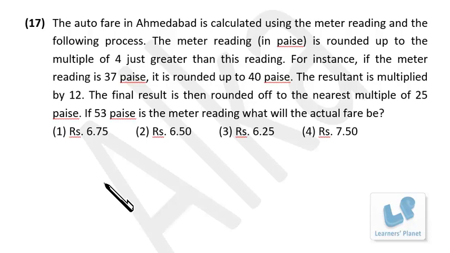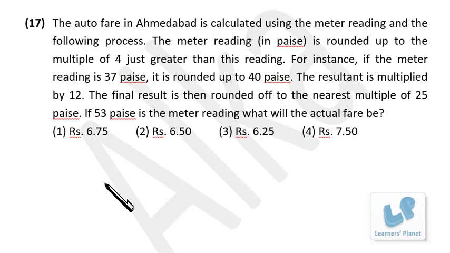The auto fare in Ahmedabad is calculated using the meter reading and the following process. The meter reading in paisa is rounded up to the multiple of 4 just greater than this reading. For instance, if the meter reading is 37 paisa, it is rounded up to 40 paisa. The resultant is multiplied by 12. The final result is then rounded off to the nearest multiple of 25 paisa. If 53 paisa is a meter reading, then what will be the actual fare?